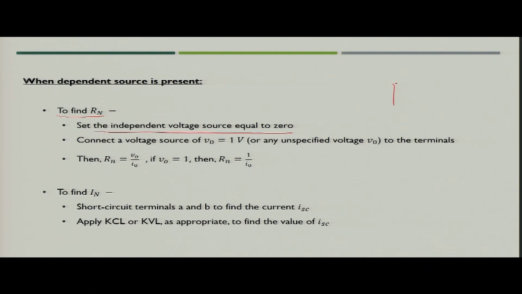So, suppose you have a network like this, where you have two terminals A B. Now, what do you have to do to find the value of R n? You have to connect a voltage source V naught across terminal A B. So, you will connect one voltage source that is equal to maybe 1 volt or any specified value.